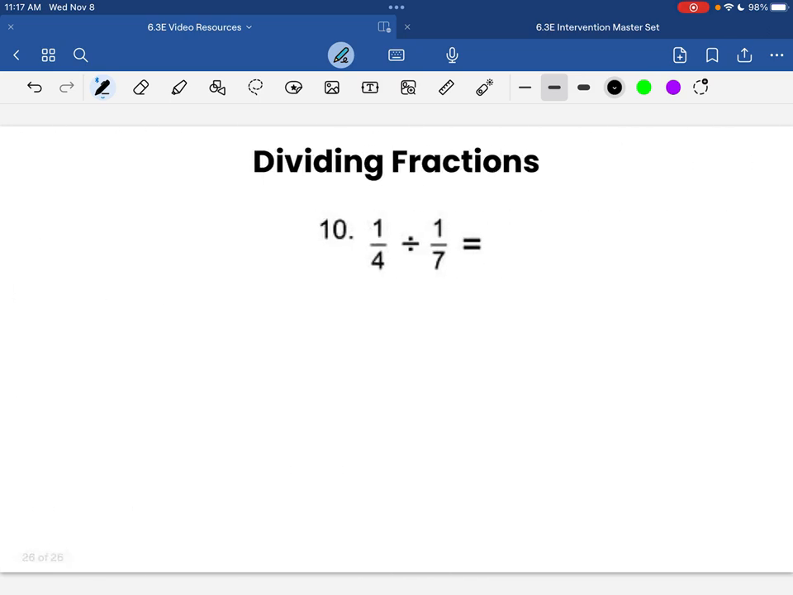So we have 1/4 divided by 1/7. And when I look at this fraction, generally speaking, my most efficient strategy would be to multiply by the reciprocal, because in order to create common denominators, I would need to change both fractions. So I'm just going to multiply by the reciprocal here.